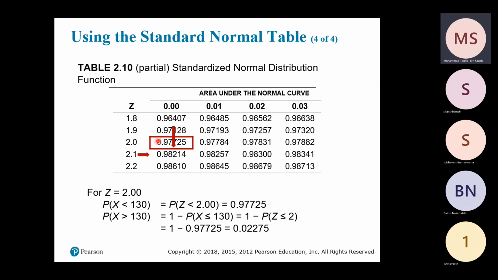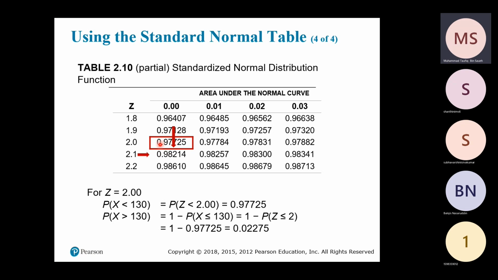Okay, so to the right, you look at the decimal places of the z. Now your z value is 2.00, right? So you don't have any decimal places, so you look under 0.00. So 2.0, and then you look to the left and to the right, 0.00. These are the values that you want to find.